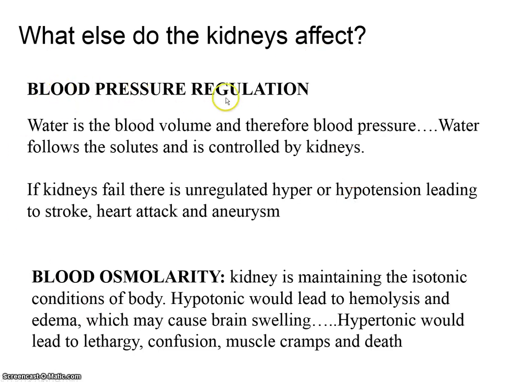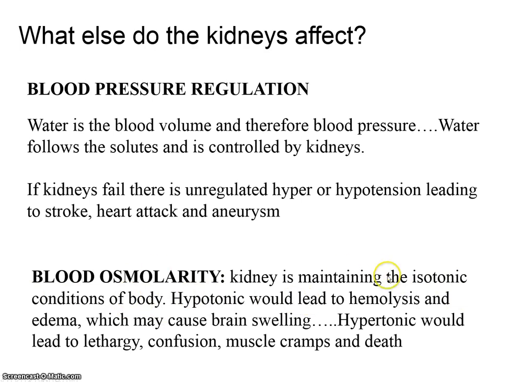Kidneys affect blood pressure profoundly and blood concentration profoundly. Water is the blood volume and therefore the blood pressure. Water follows the solutes, and this is absolutely controlled by the kidneys. If the kidneys fail, there is unregulated hyper- or hypotension, high or low blood pressure, leading to stroke, heart attack, and aneurysm. Again, you don't have to know what happens because of this. I'm just helping you understand the value of your kidneys. Your book is here, and I'm telling you about it. So, blood concentration: the kidney is maintaining the isotonic, the normal constant conditions of the body.